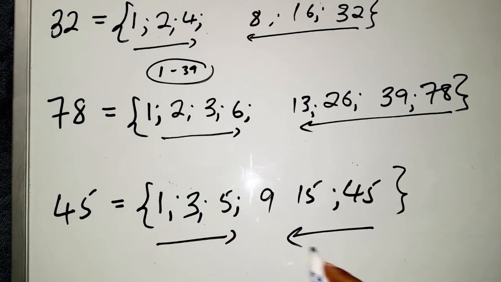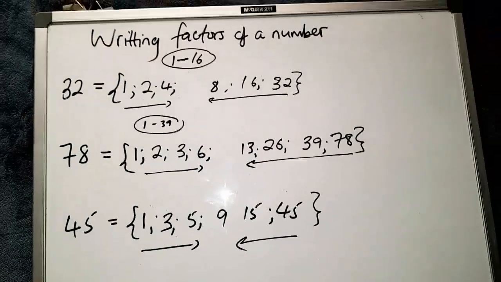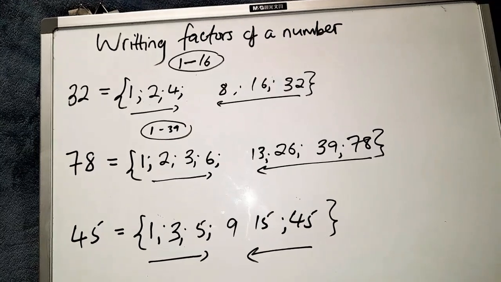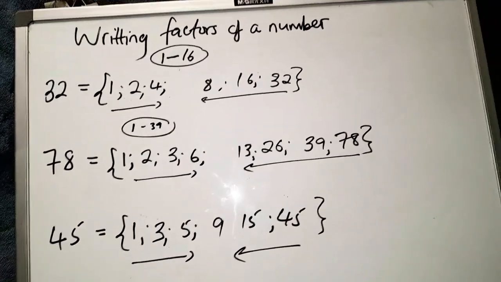Now this is how you write all the factors of a number without leaving anything out, so that you don't miss out any marks.